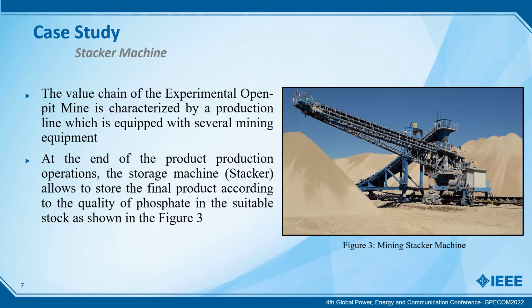Here it comes to the case study. To answer the question of why choosing the stacker machine, it is highly considered that the value chain of the experimental open pit mine is characterized by a production line which is equipped with several mining equipment. At the end of the production operations, the storage machine, the stacker, allows storing the final product according to the quality of phosphate in the suitable stock, as shown in Figure 3.